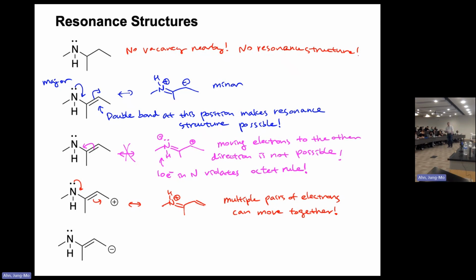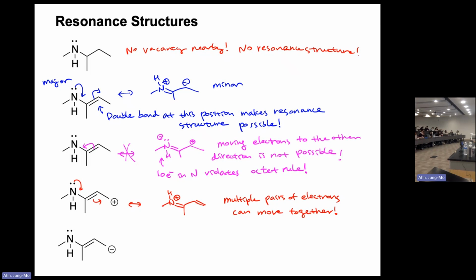And this is the same question. Between these two, which one should be the major contributor, which one is the minor contributor? You should be able to pick that one as a major contributor, not that one. It's all because, either way, something has to be positively charged, right? We cannot avoid a positive charge going into some places.